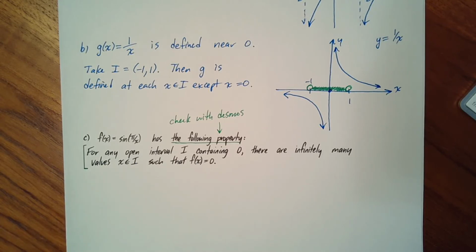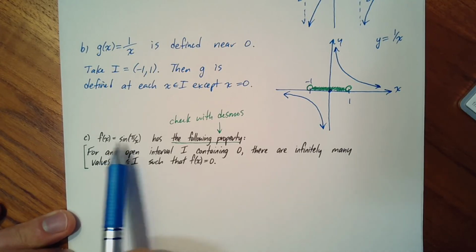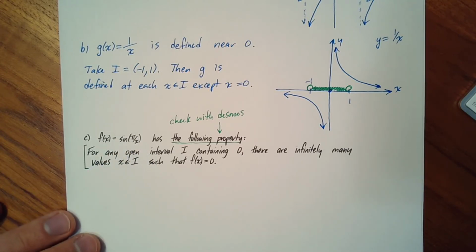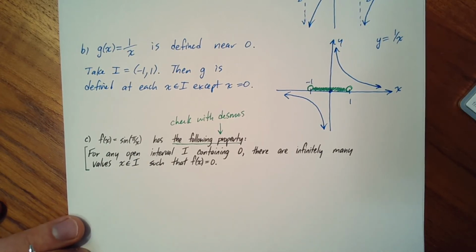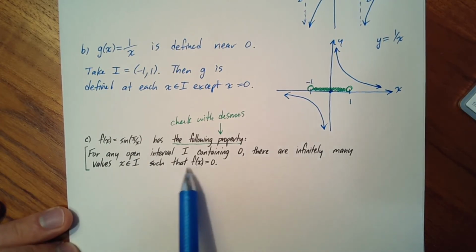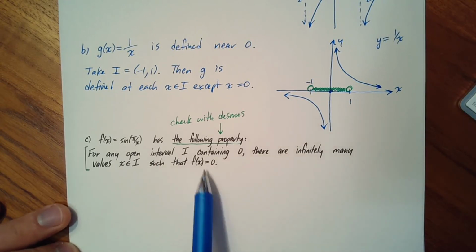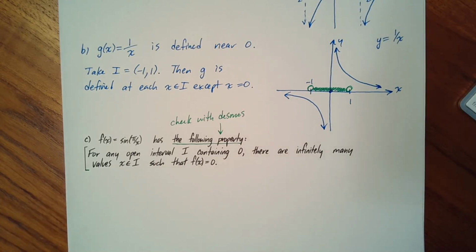Okay, so this actually isn't going to be the function that we work with. f of x is equal to sine of pi over x. That function actually is defined near 0 because it turns out that 0 is the only place where it's not defined. So note that having a value x such that f of x is equal to 0, that's not the same thing as f not being defined.